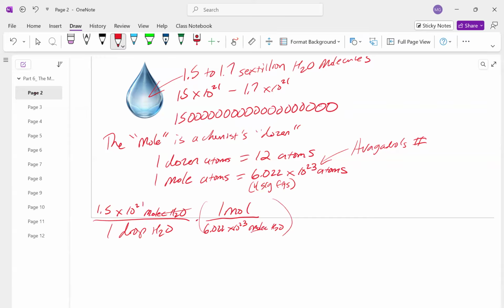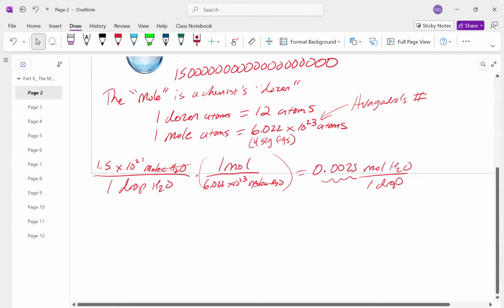So if you look at this, those units cancel out, and that comes out to about 0.0025 moles of water in 1 drop of water. And that's a much easier number to deal with than 1.5 with a bunch of zeros after it. And so this allows us to quantify a large number of atoms.